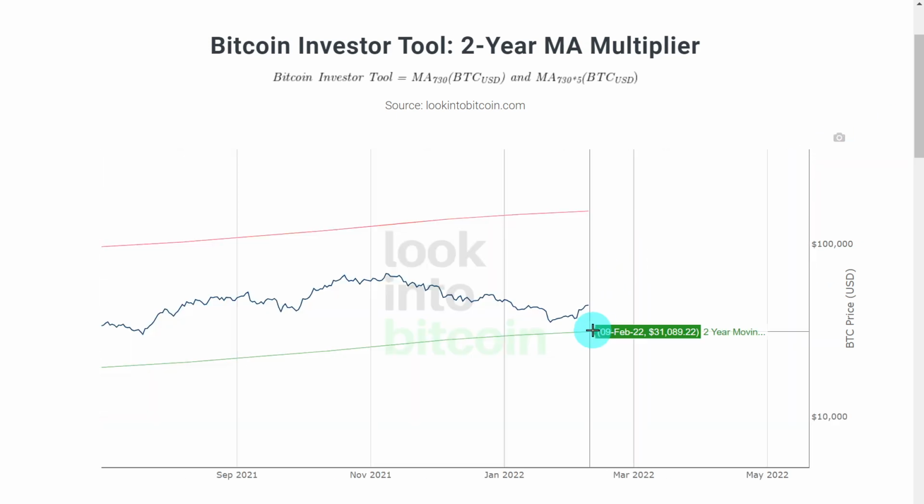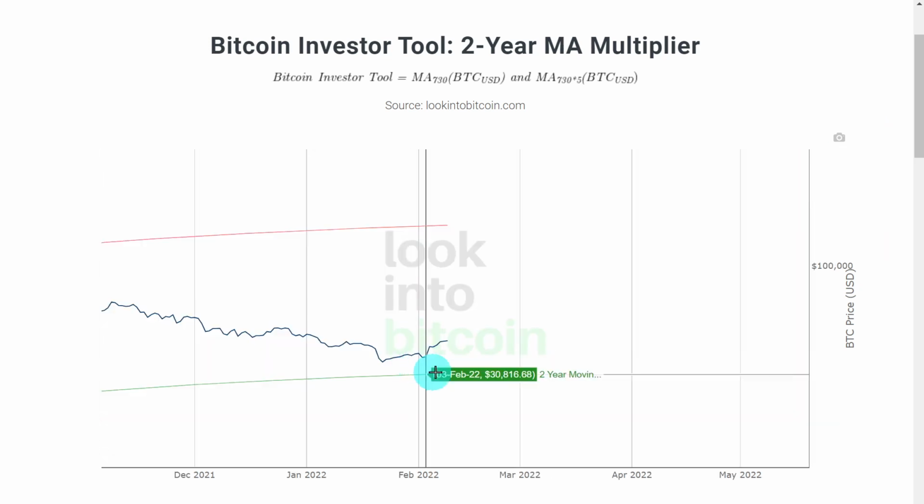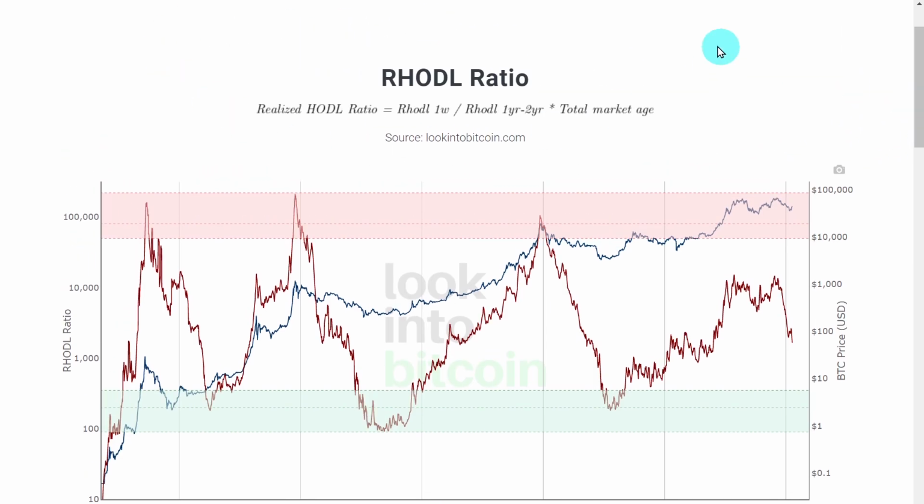Currently, the green line is at 31K, the red line is at 155K, and historically it was always a great time for accumulation to buy whenever we are below the 2-year moving average. So we had multiple months usually to buy below that level. So whenever we really see prices of 31K and below, we are probably at the right point in time to heavily invest again. Here comes the last chart, the realized HODL ratio.